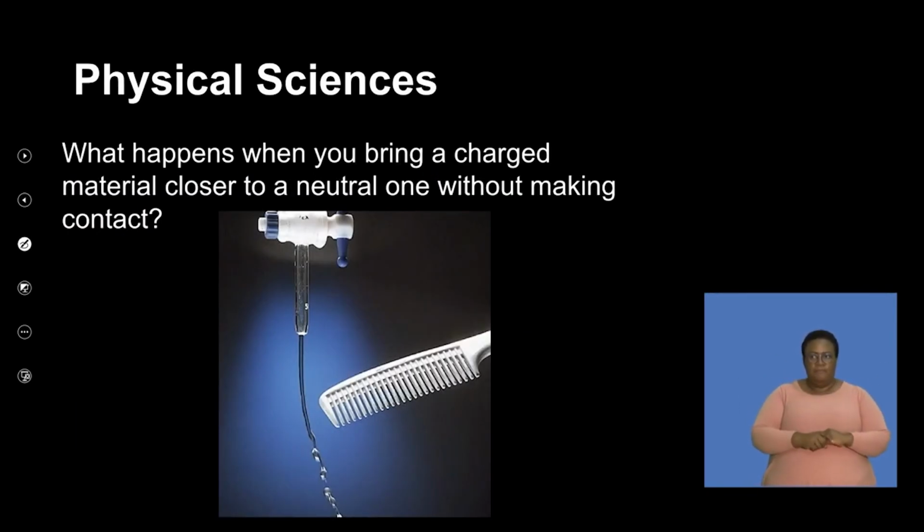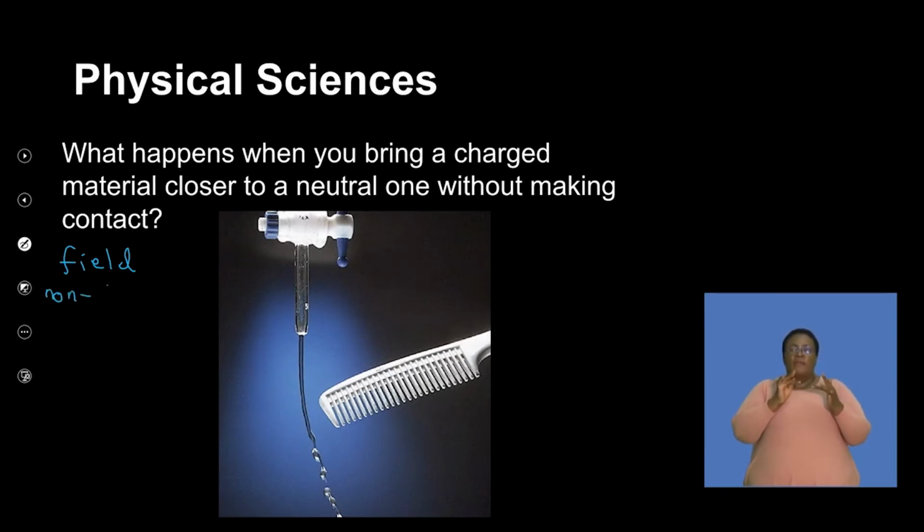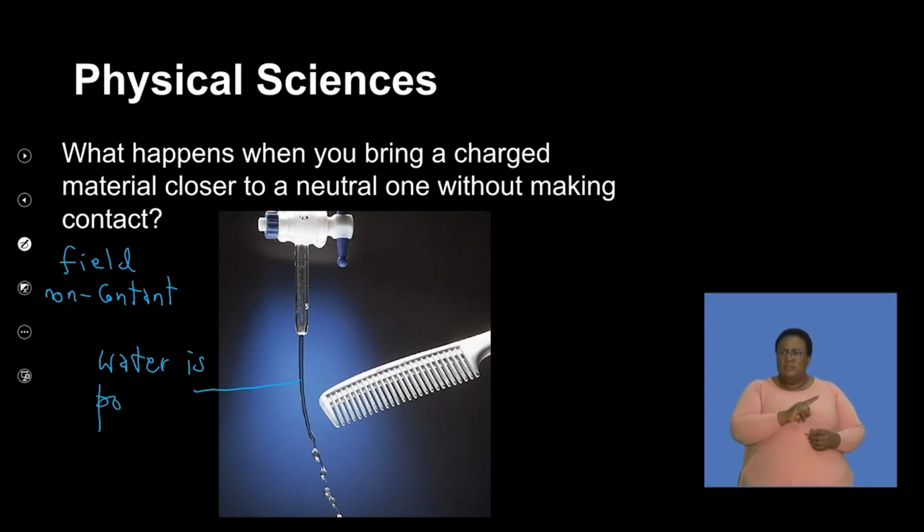Another very common observation happens when we bring a charged material closer to a neutral one without making contact. Remember, we spoke about field or non-contact forces. They still exist even between polar materials. So the stream of water, we said water is polar. What does it mean? We're talking about water molecules. It means that certain portions of the water molecule are slightly positive, others are slightly negative.